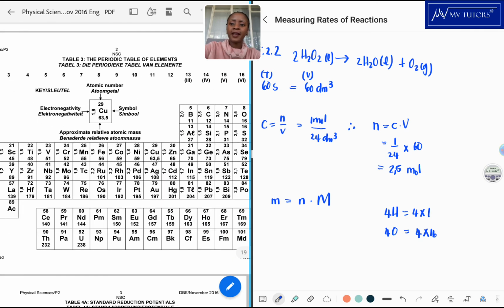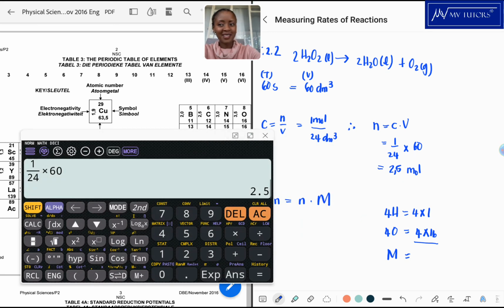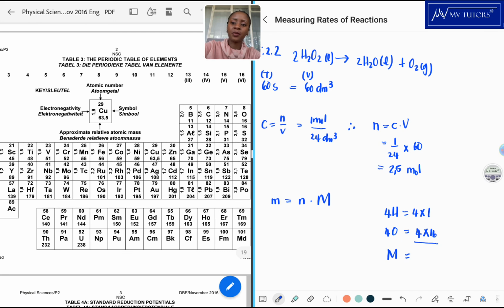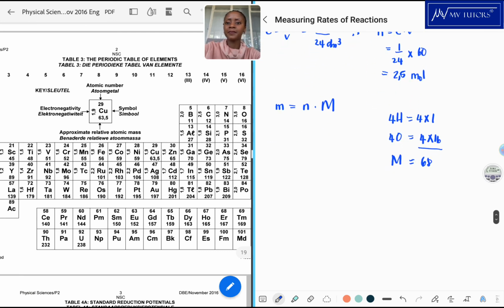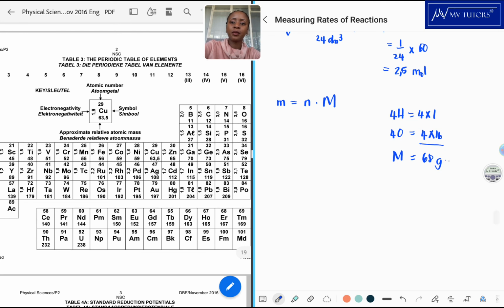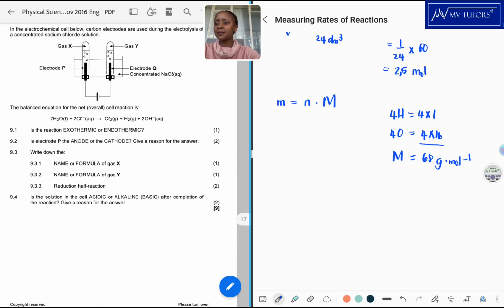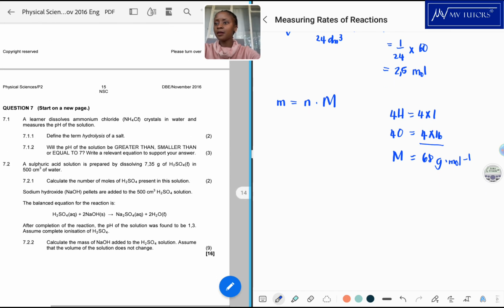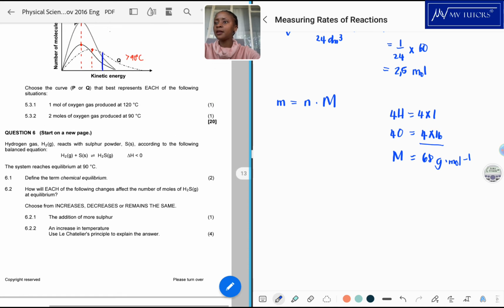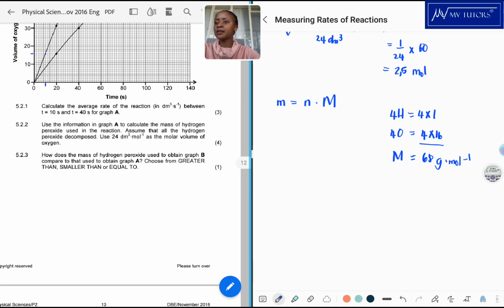So finally we know that our molar mass for hydrogen peroxide will be equal to 4 plus, what is 4 times 16? 64? Okay, so 4 times 16, yes, it's 64, plus 4, which is 68. So the molar mass is 68 grams per mole. Okay, so finally guys, we can get the grams, the mass.